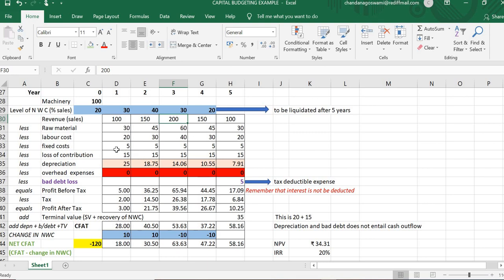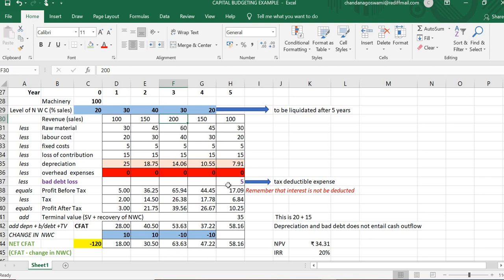Fixed cost, you were told 5 million every year. So it is here. Loss of contribution, we mentioned it is 15 million every year. So that is also a loss out here. And then depreciation, remember you calculated the depreciation. So we will just plot the values out here. You do not have any overhead expenses. That is why I have written 0 out here. Now remember you had the bad debt loss which is going to occur in the last year. Alright. Bad debt can be treated as an expense. So it is a tax deductible expense and therefore we have placed it out here.